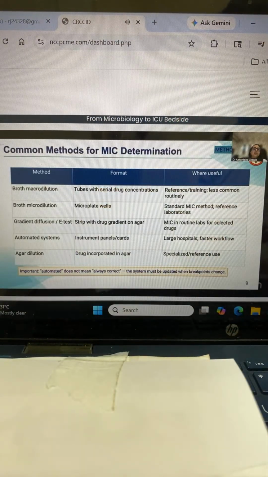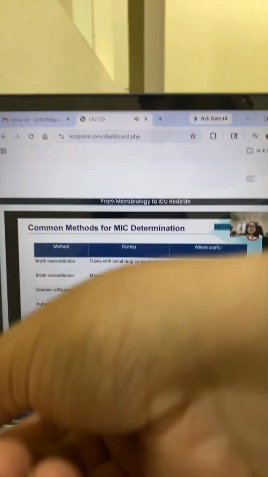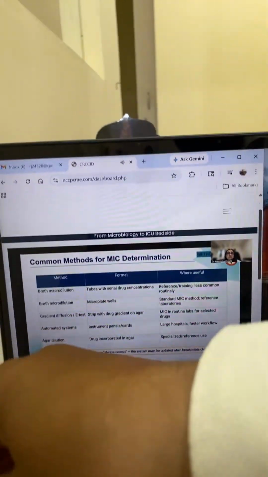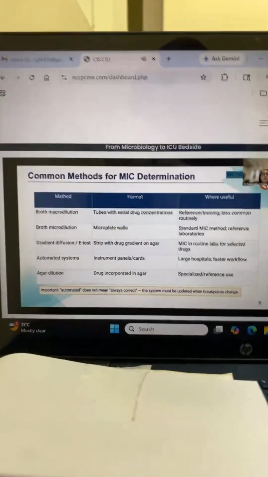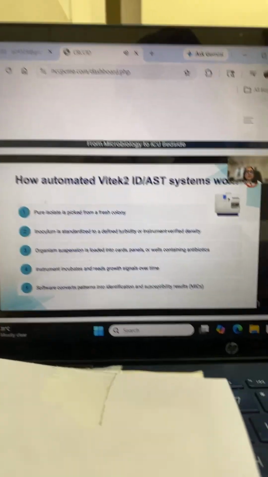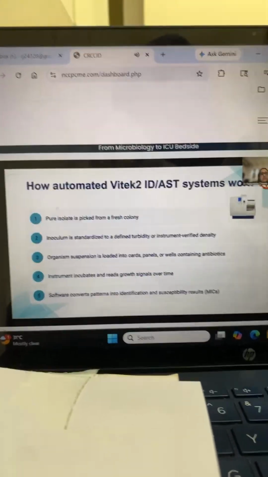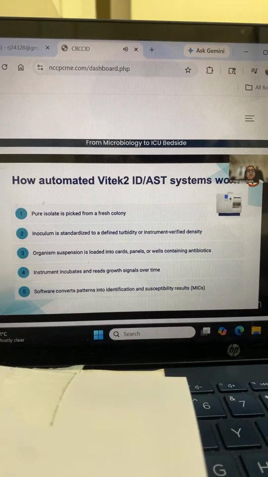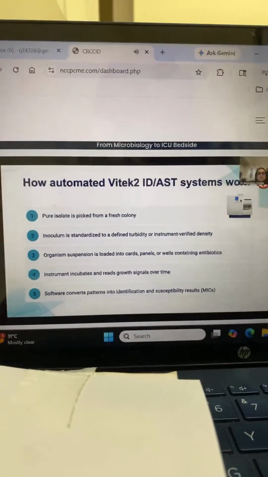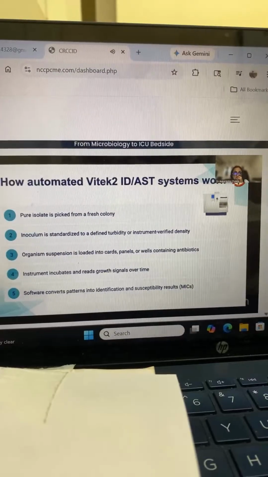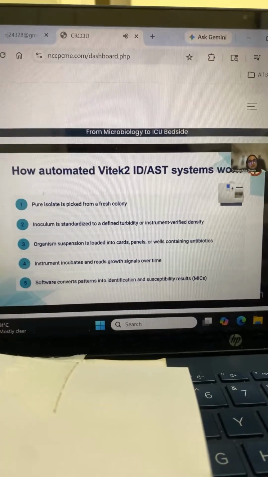Now, common methods for MIC determination we just talked about. Of course, the broth microdilution, the gradient test. There are automated systems as well. Now, how does an automated system work? We use Vitek2 at our center. For using an automated Vitek2 or any automated system, you need to have culture growth before that.